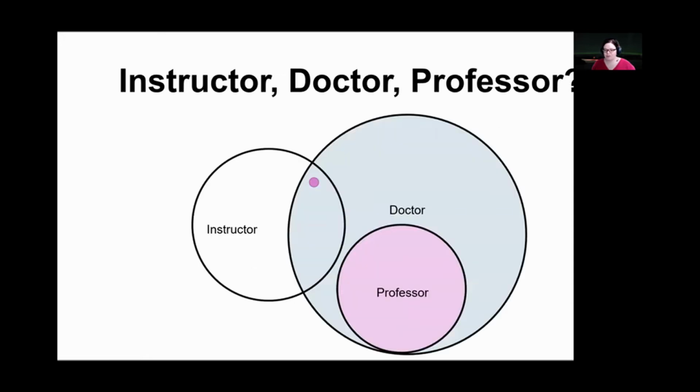And then for those who are visual learners, because words don't always work for everyone, I made a Venn diagram. Doctors are going to be the people with PhDs. Professors are usually going to also be people you would call doctor. So that's why those two are sort of layered like this. And then instructor, you may have a PhD or you may not. And so that little purple dot there is me, because you could safely call me instructor or doctor and be perfectly fine with that.